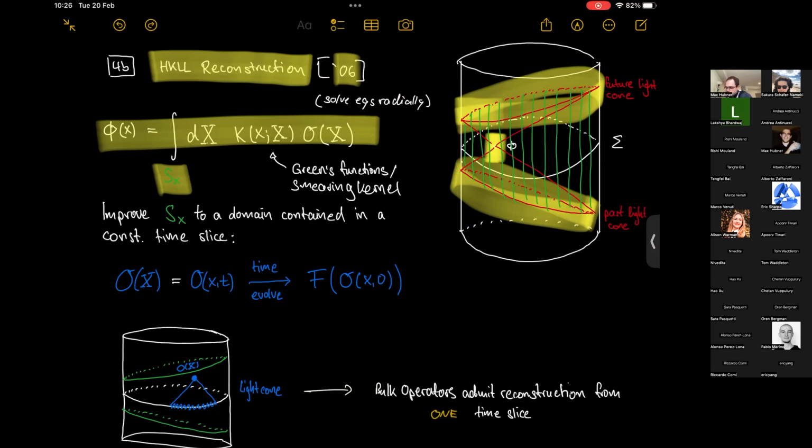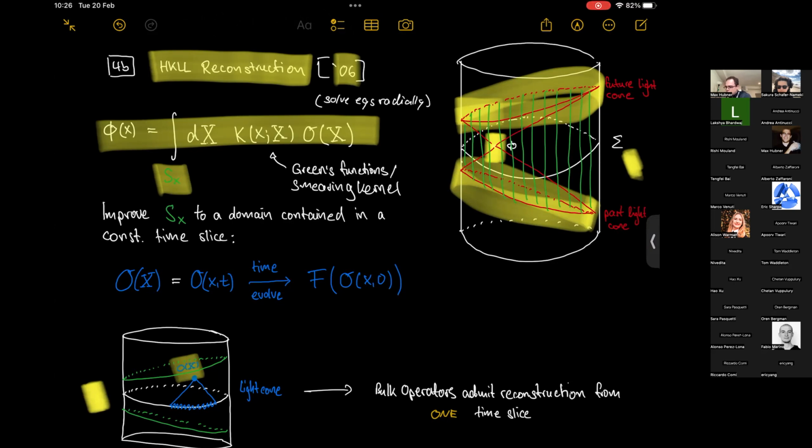We can reduce the domain of integration to a single spatial slice. So this is the white circle in the figure up here and also in the figure down here. And this is simply achieved by time translating the operators O_X onto a common spatial slice.